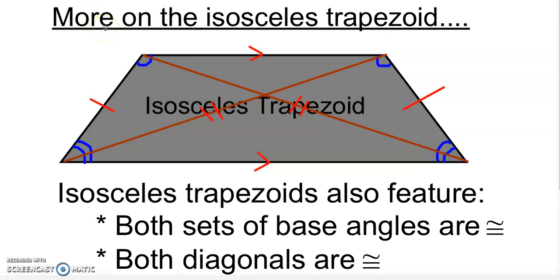A couple of other things are kind of unique about the isosceles trapezoid. First of all, the diagonals are congruent to each other. Just like on a rectangle or a square, an isosceles trapezoid has congruent diagonals. The other unique thing is that the base angles are congruent. So these top two angles are congruent to each other, and the bottom two angles are congruent to each other. So the isosceles trapezoid is a pretty neat figure. It does a lot of cool things.